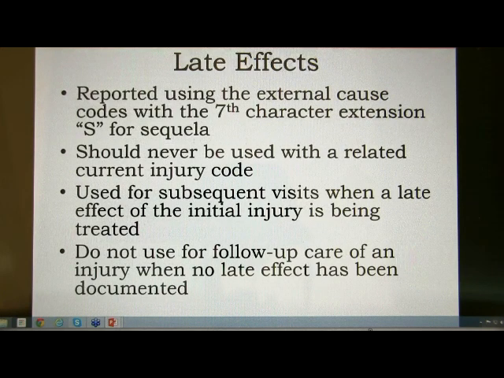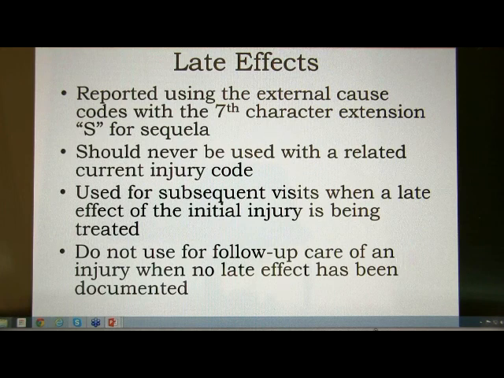For late effects, that's where our 7th character S for sequela comes in. We would never report the side effect with a current injury code, so we wouldn't see the injury getting active initial treatment and being treated for a side effect at the same encounter. That wouldn't make sense. We're using this for subsequent visits when we know that this late effect or the initial injury is being treated, not just follow-up care if no late effect has been documented.